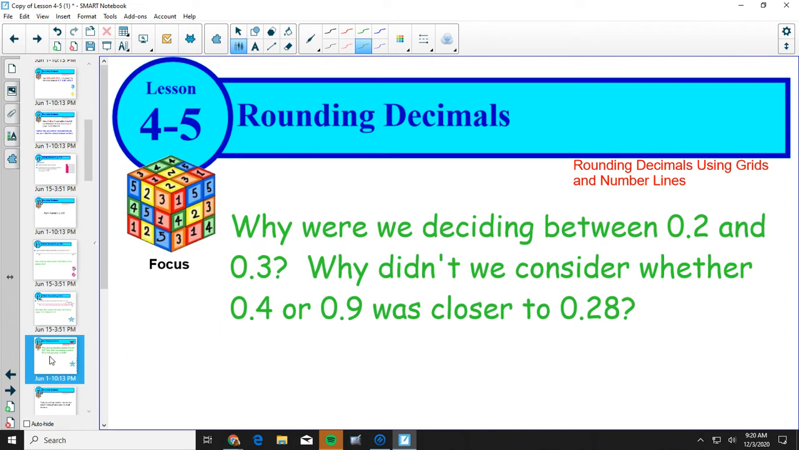Why were we deciding between 2/10 and 3/10? Why didn't we consider 4/10 or 9/10 for 28 hundredths? Think about that.